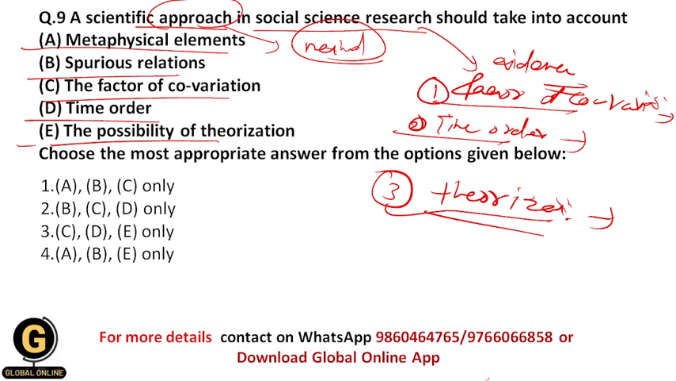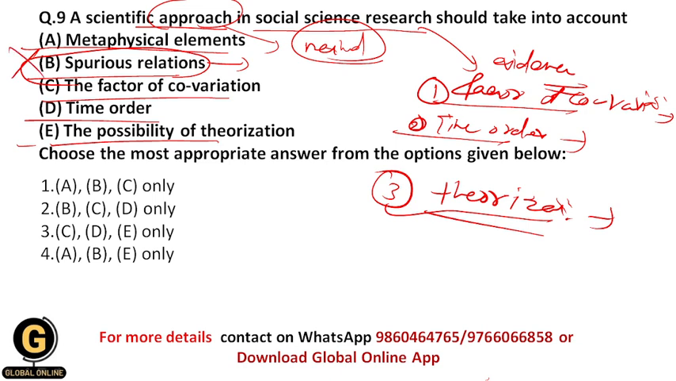Okay, so you should not consider spurious relations, because spurious relations means there is a fake relationship between the variables you are studying. If there is a fake relationship, then obviously you will get false results, right? And that's why you should eliminate the spurious relations.